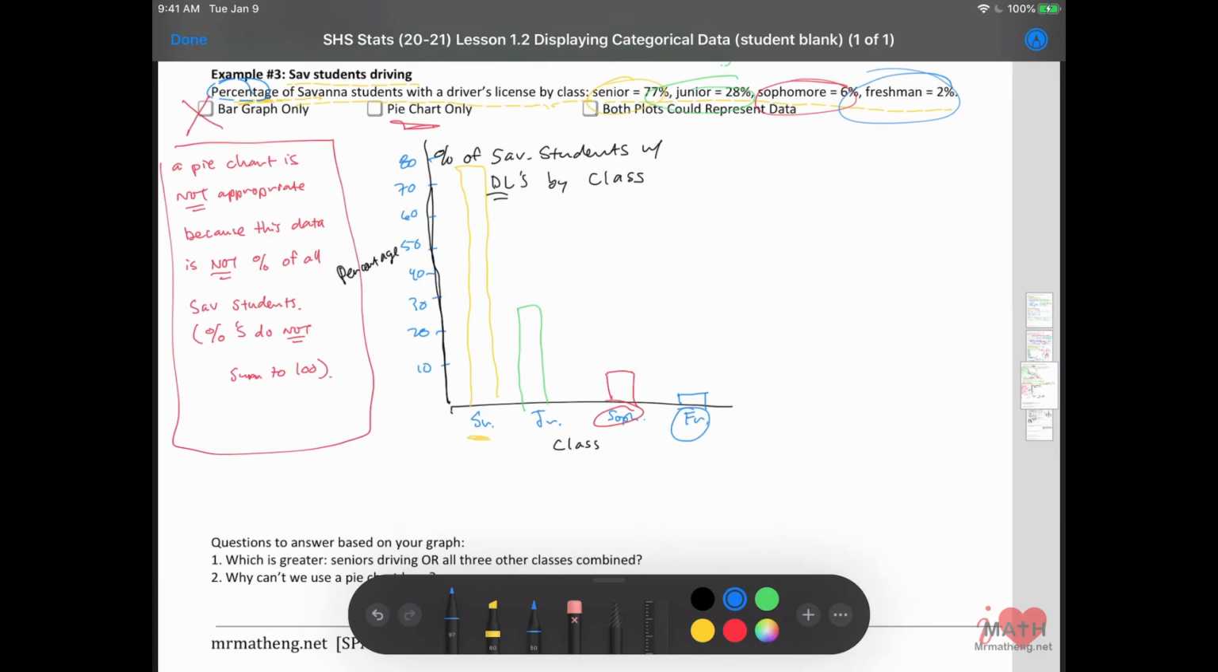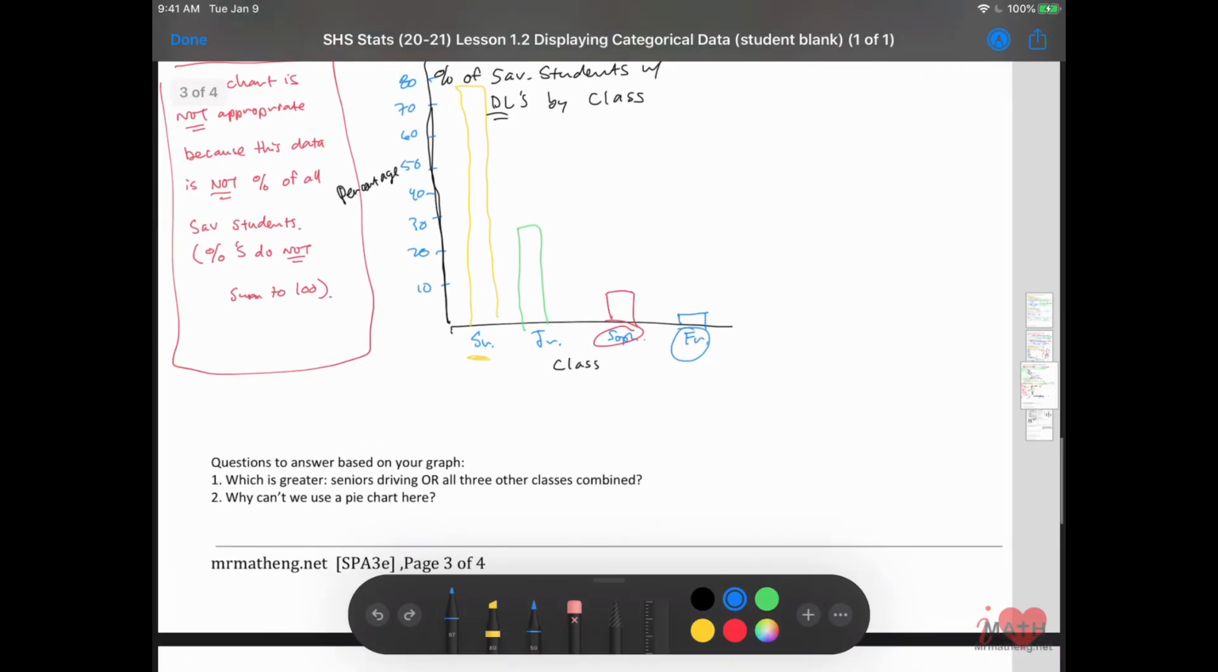All right. Let's answer these questions. Which is greater? Seniors driving, which were at 77%, or the other three classes combined. So if you did 28 plus 6 plus 2, you would get 36%. So which one is greater? 36 or 77? The answer would be 77. So which is greater? The answer is seniors. Why can't we use the pie chart? We just explained that up here.